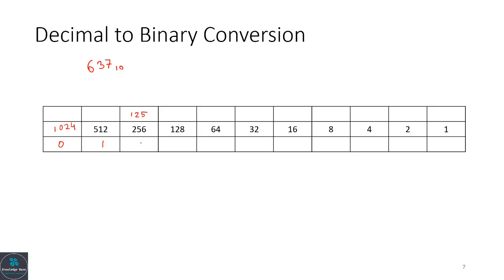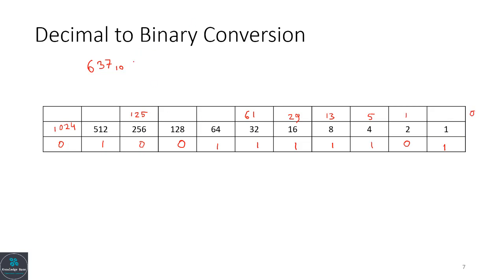Now, can I take 256? No. Can I take 128? No. But I can take 64. So I am left with 61. I can take a 32. I am left with 29. I can take 16. I am left with 13. I can take 8. I am left with 5. I can take 4. I am left with 1. I cannot take a 2, but I can take 1. So finally we are left with nothing.